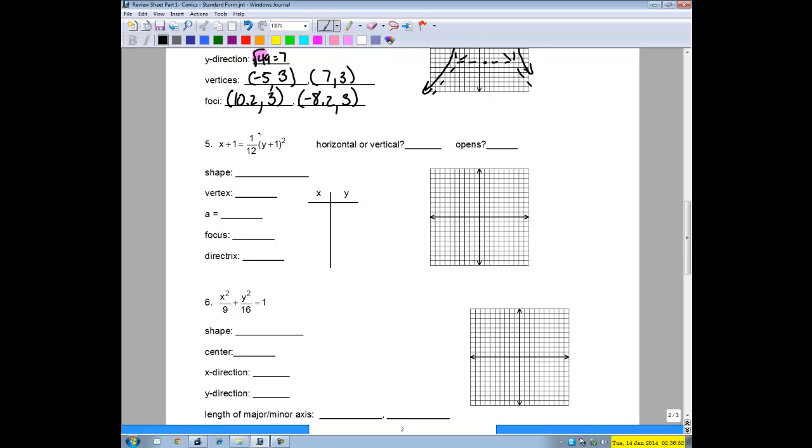This one is a parabola. And is it horizontal or vertical? We figure that out by what is listed first. So since the x is first, it's horizontal. And then you figure out which way it opens by if this is positive or negative right here. Since it is positive, it opens to the right. And horizontal can only go right or left. Oh, and it is, of course, a parabola.